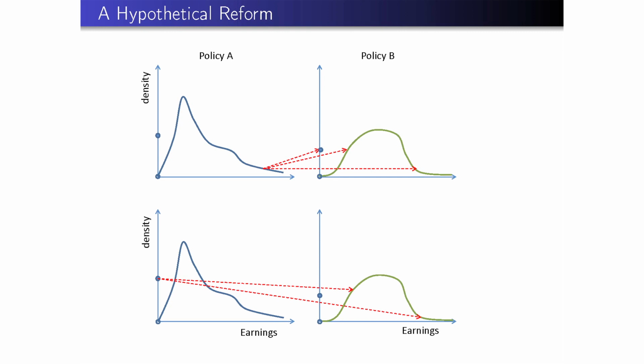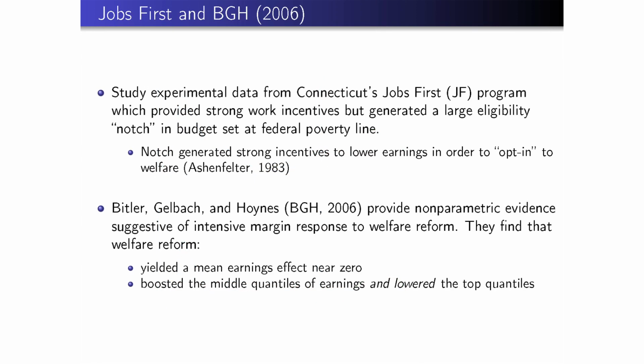These are going to be basic revealed preference restrictions, and then we're going to use that to get bounds on the size of these sorts of adjustments and see whether people in fact respond along both the intensive and extensive margins. To do that, I'm going to study a randomized welfare reform experiment that's gotten a fair amount of attention in the literature lately.